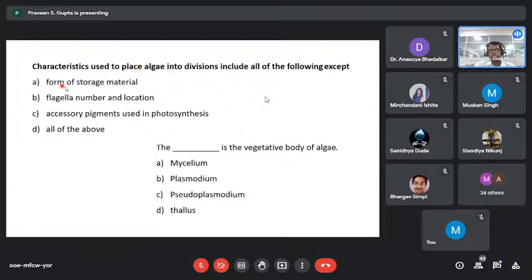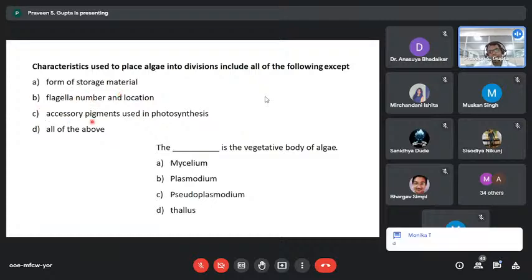See, the form of storage material. You know very well all the different types of inclusions present over here. Then flagellar number and locations. Of course, algae possess this. Accessory pigments are also present. So the answer will be all of the above.